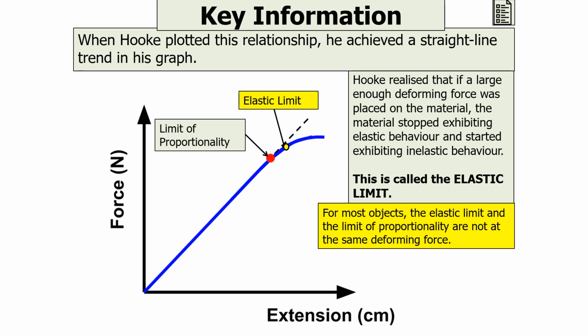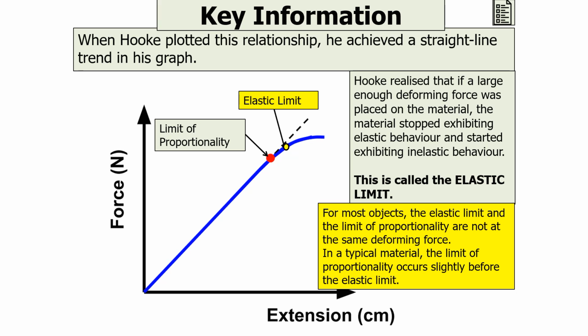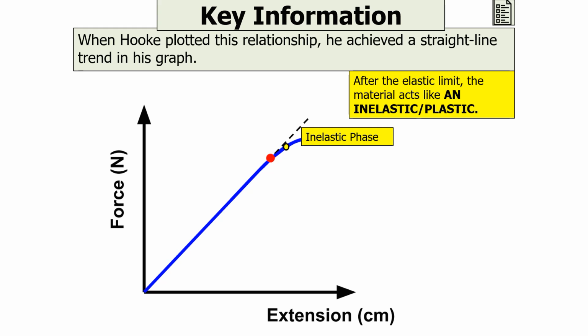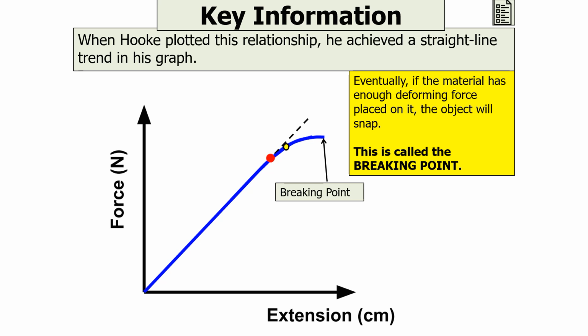Now, for most objects, the elastic limit and the limit of proportionality are not at the same deforming force. In a typical material, the limit of proportionality occurs slightly before the elastic limit. So after the elastic limit, the material acts as an inelastic or a plastic. So that's important to know, because eventually, if the material has enough deforming force placed on it, the object will snap, and this is called the breaking point.